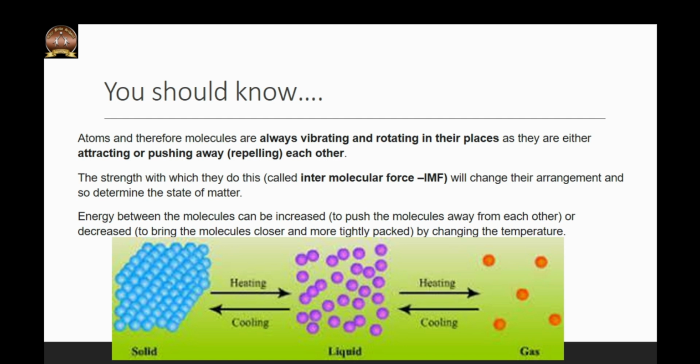If you cool a gas, the molecules lose their energy and they start coming closer and closer to each other. At a point, they become close enough to form bonds of attraction with each other. This causes the gas to condense to form a liquid. When liquids are cooled even further, they lose even more energy and they become even closer to each other. This causes the molecules to become tightly packed to form a solid structure.